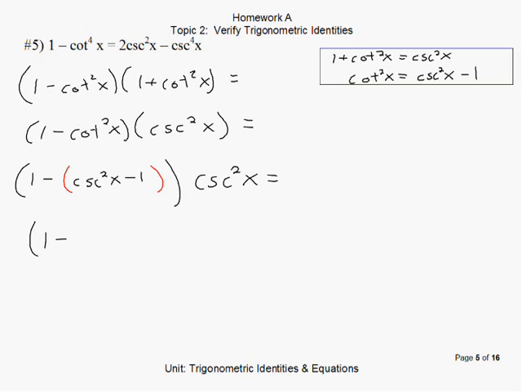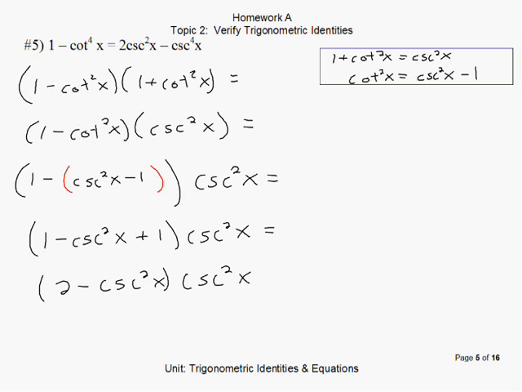If you simplify the leftmost set of parentheses to get rid of the red parentheses, distribute the subtract sign. Combine like terms, 1 plus 1 is 2. Then, using the distributive property, distribute cosecant squared of x. 2 times cosecant squared of x is 2 cosecant squared of x. Cosecant squared of x times cosecant squared of x is cosecant squared of x to the 4th. That's what the right side was, so we are finished.